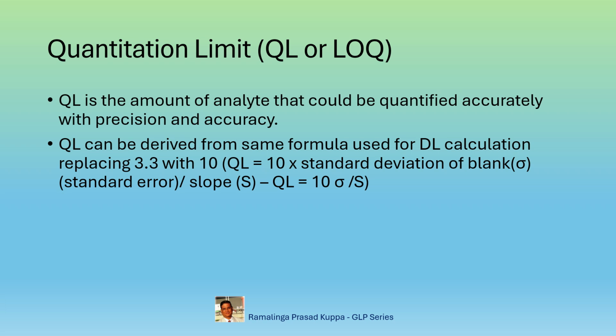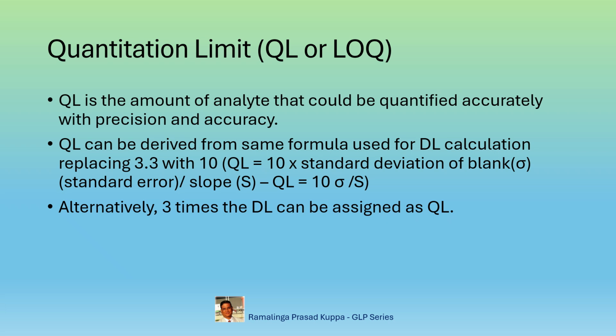QL can be derived from DL as per the formula. You are replacing 3.3 with 10. That's all. It is the same calculation. Alternatively, 3 times the DL can be assigned as QL. So it is easy to remember that QL is 3 times of DL. It is 3.3 multiplied by 3 will be 9.9, which is rounded off to 10.